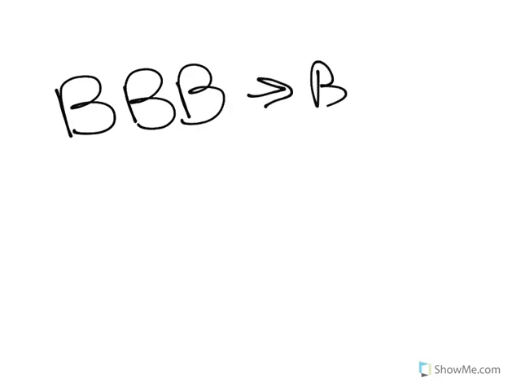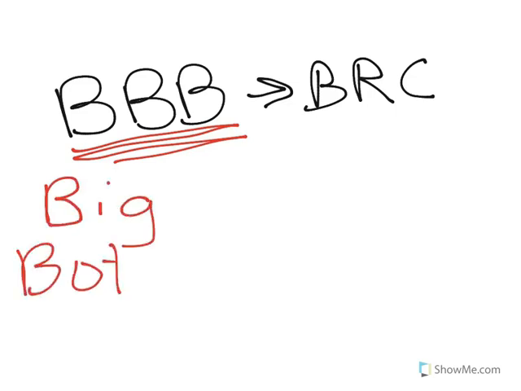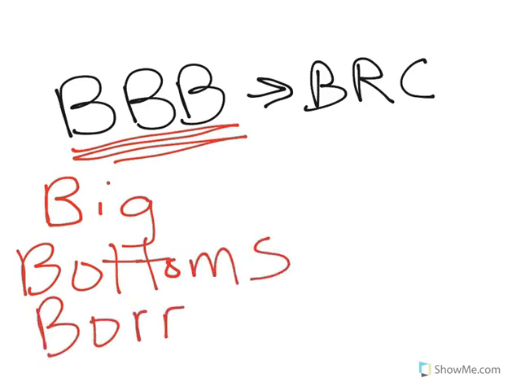And this is called the triple B to the BRC. So I know that's a lot of acronyms, but I'm going to break it down for you. So first of all, what in the world is this? Well, triple B is big bottoms borrow. Now you can't tell me it's not fun to say big bottoms borrow. So we got to see if there's a big bottom situation.